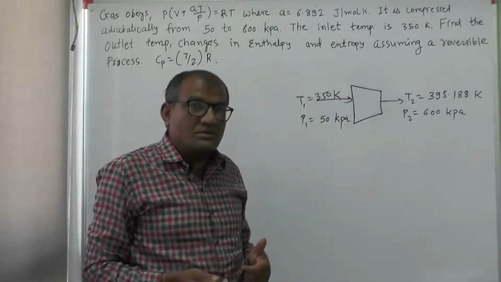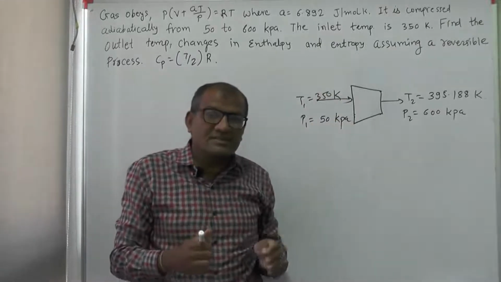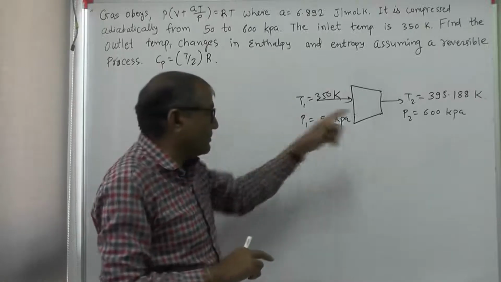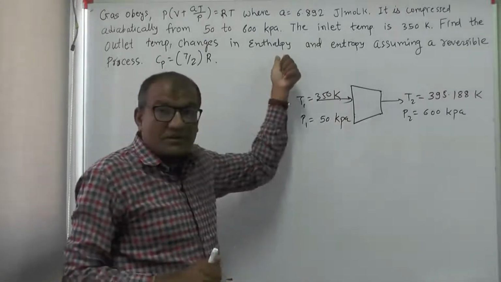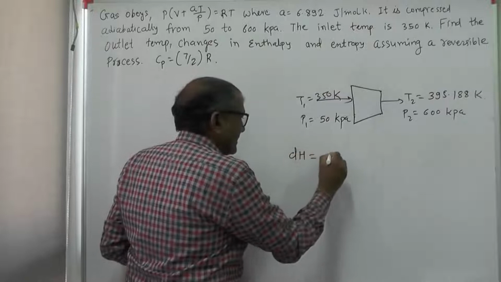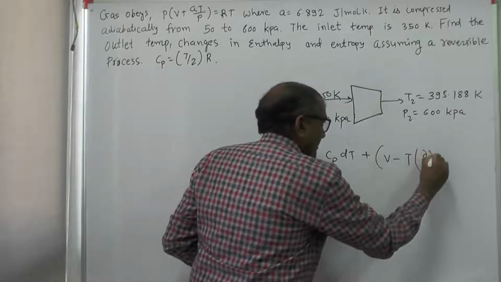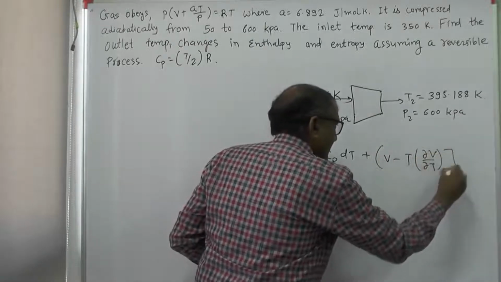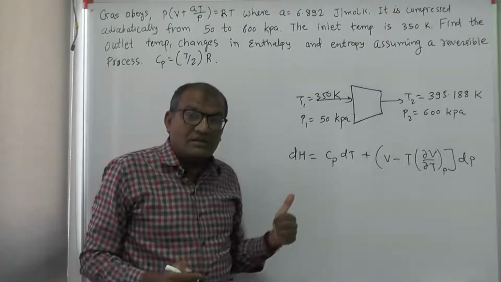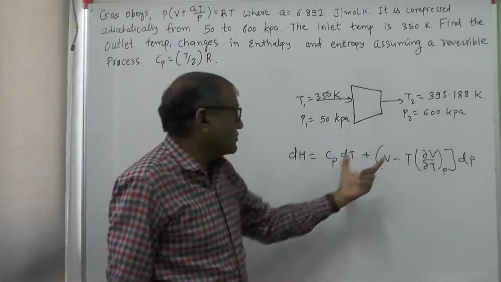Here we are going to calculate the changes in enthalpy. I have already explained about the changes in entropy, that is 0, because this process is an isentropic compression. And in case of enthalpy, in the previous video we have derived an equation dH equal to Cp dT plus (V minus T del V over del T at constant P) into dP. In the previous video we have derived enthalpy as a function of temperature and pressure. Here we are going to insert those values.